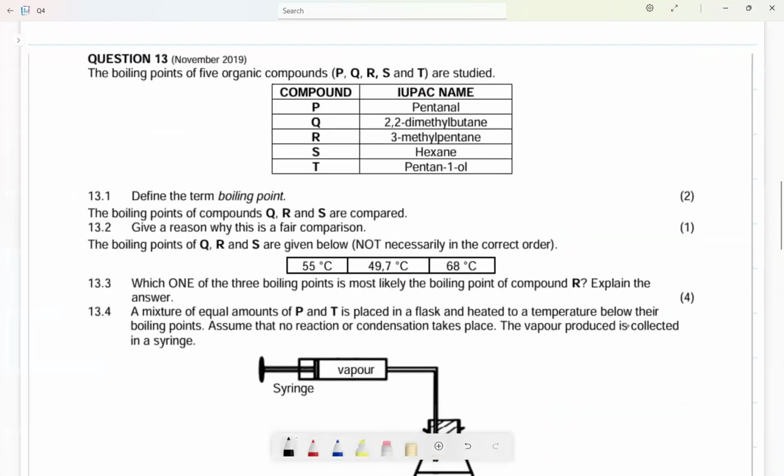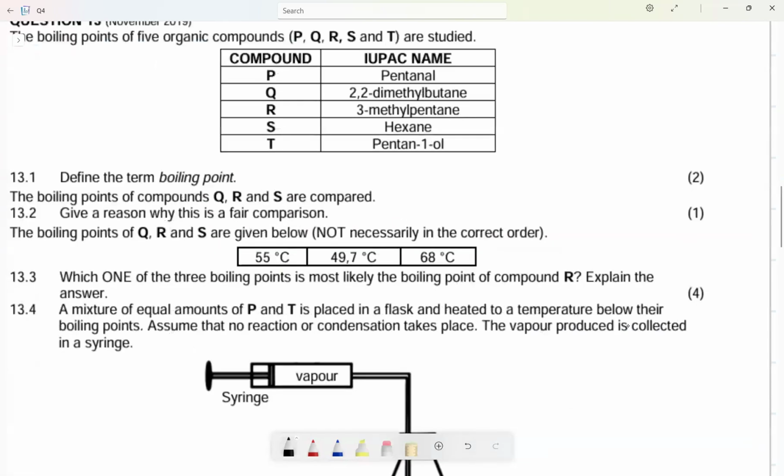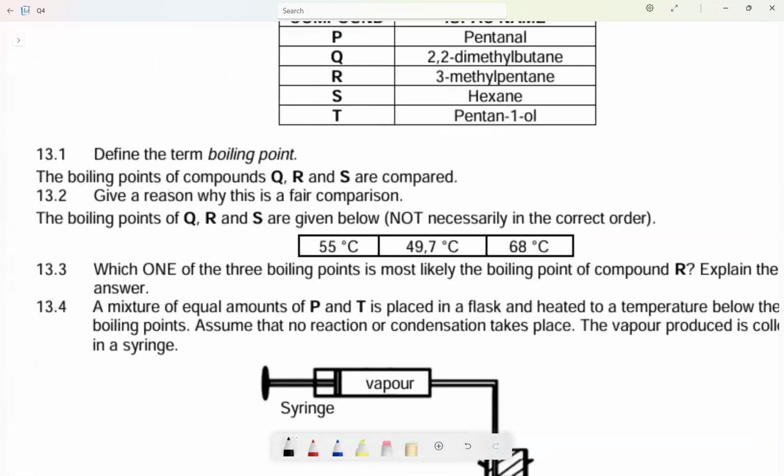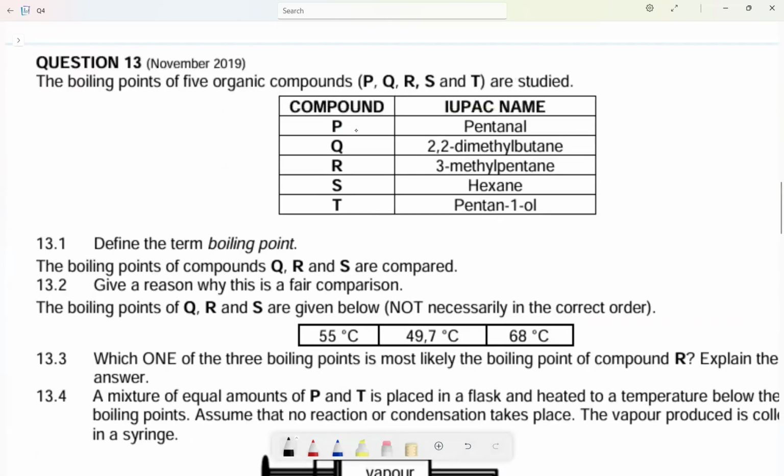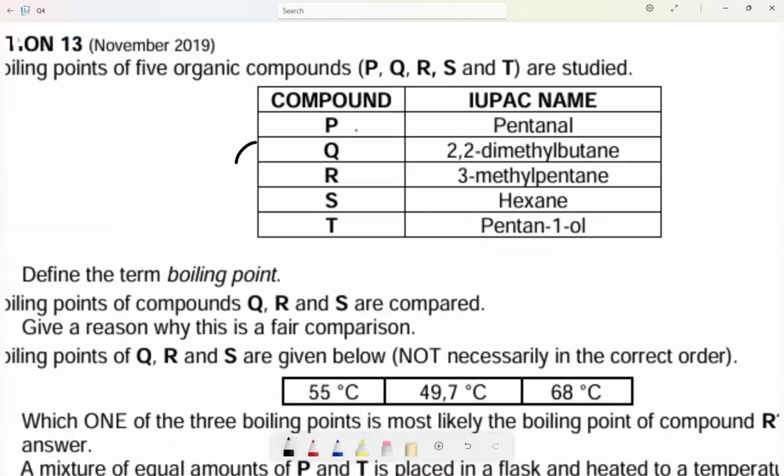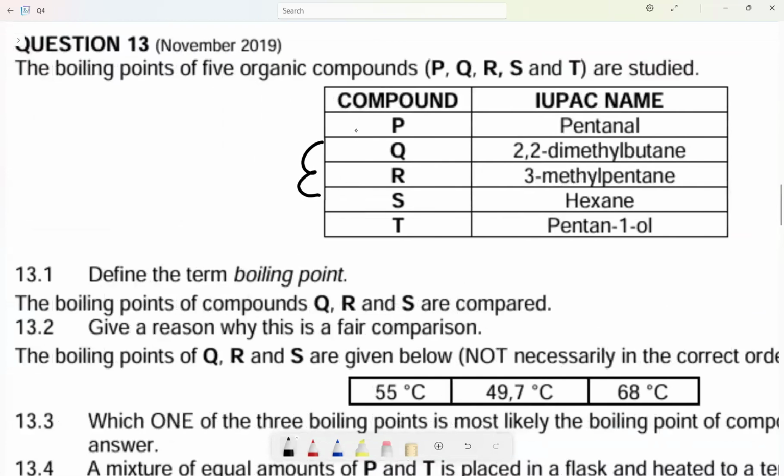Number 13. Define boiling point. The temperature at which the vapor pressure of a liquid is equal to the atmospheric pressure. How interesting is that? The boiling points of 5 organic compounds, P, Q, R, S, and T are studied. The boiling points of Q, R, and S are compared. Give a reason why this is a fair comparison.